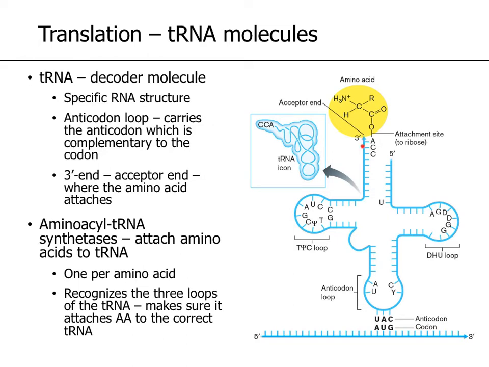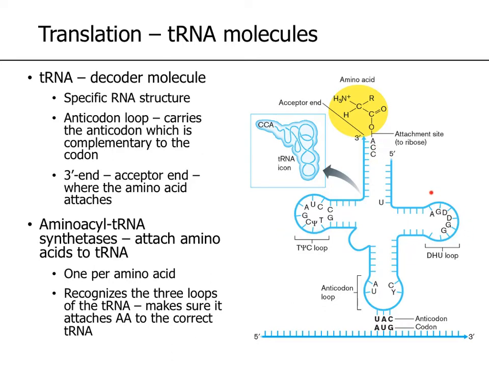So there are four main regions, right? Each one of these regions here we call loops. The major one is the anticodon loop, which has an RNA sequence available at that loop that is going to be complementary to the codon, right? So that's how it actually interacts and matches to what's in your mRNA transcript. The end opposite to that is where the amino acid binds, right? That's what we call the acceptor end, so that's where the amino acid attaches.